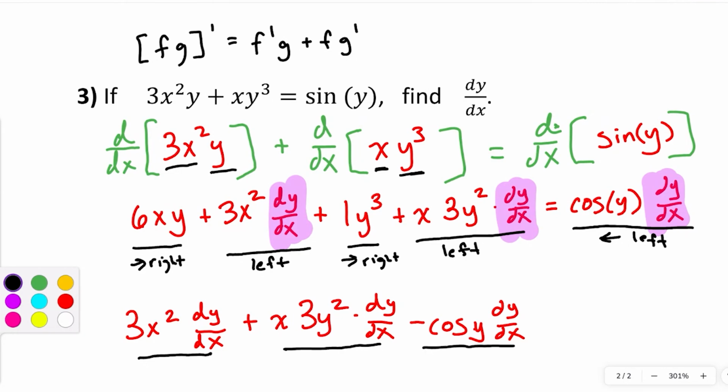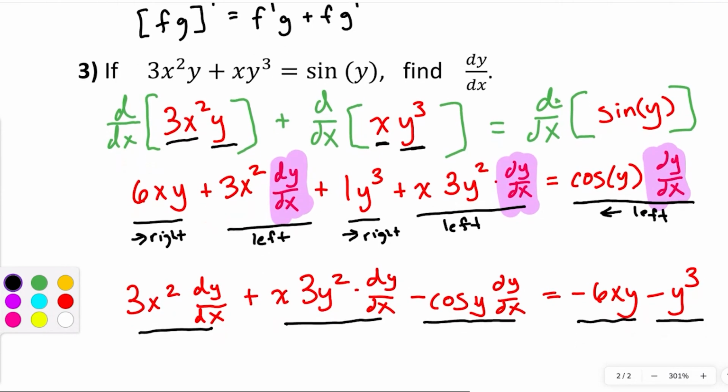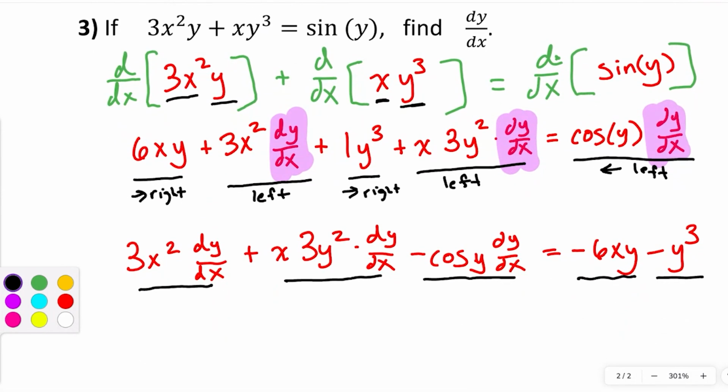And now all the terms that don't are going to get sent to the right side. Let me start with the 6xy because that's the first one that shows up. Negative 6xy minus y cubed. These are the two terms that did not have the dy dx. Any questions so far? We're about halfway done. Maybe more than halfway.